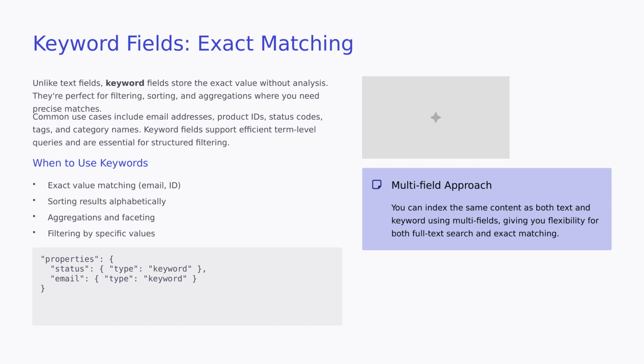So, when you seek to filter, sort, or aggregate with pinpoint accuracy, turn to keyword fields. Need to sort alphabetically, or filter by specific values? Keywords have your back. And don't forget, using multi-fields allows for indexing content for both full-text search and precise matching. Mastering keyword fields opens doors to efficient term-level queries and structured filtering. So, embrace the power of exact matching and elevate your data handling game.